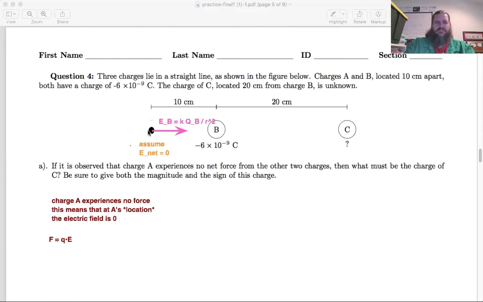To the left? Yeah, we need electric field from C pointing to the left so that they can add up to zero. And ignoring everything else for the moment, ignoring what's going on in between, if C creates electric fields to the left, what kind of charge does C have to be? Positive? Yeah, C's got to be a positive charge, so it creates electric field going outwards, away from itself. So we know C has to have positive charge.